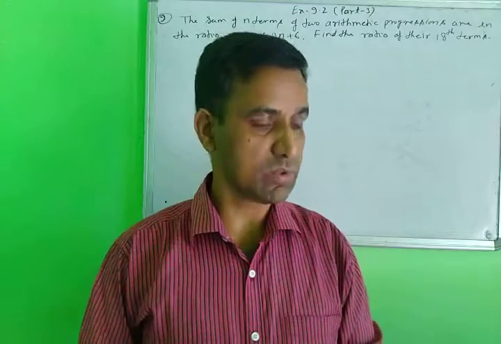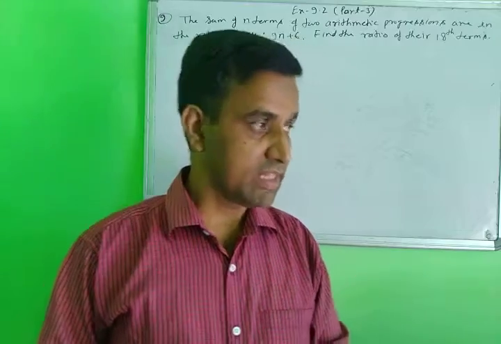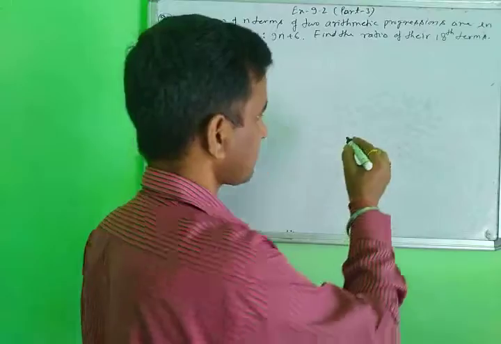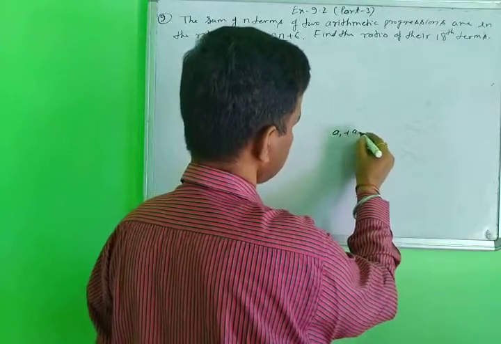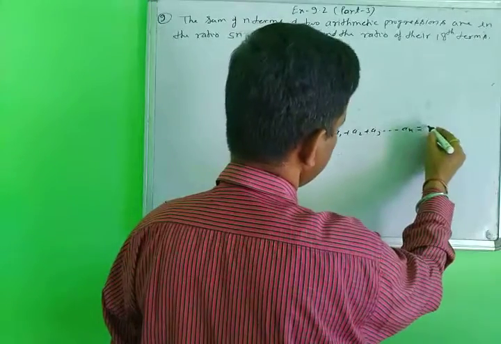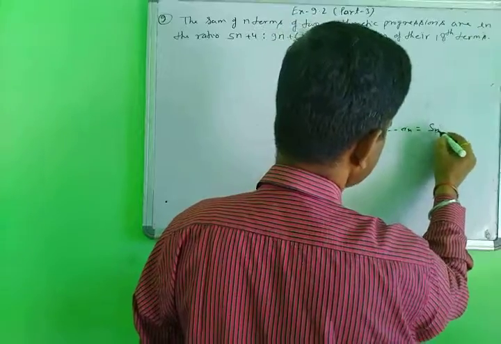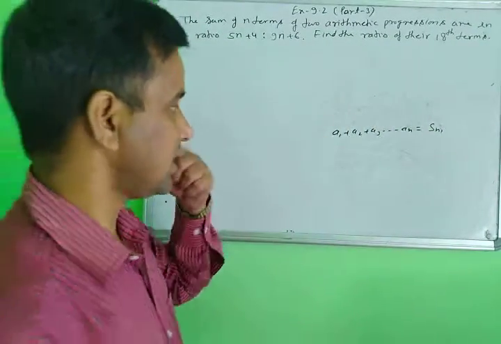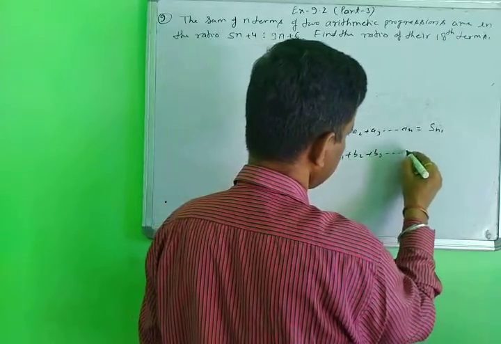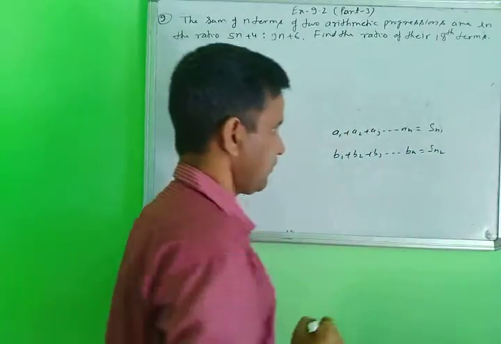Question number 9 is a very important and different type of question. Two APs are given, not a single AP. Suppose the first AP is A1 plus A2 plus A3 plus dash dash A n. The sum of this AP is Sn1. And suppose the second AP is B1 plus B2 plus B3 dash dash dash B n. The sum of this AP is Sn2.